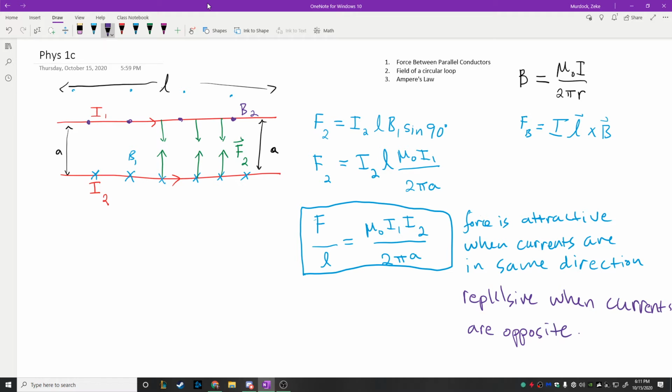And that's it. The force per unit length, two wires that carry current. Does anyone have any questions? Does that all make sense? Yeah, so if the wires were carrying current, like if one wire was going this way and one wire was going this way, then the forces would be repulsive.